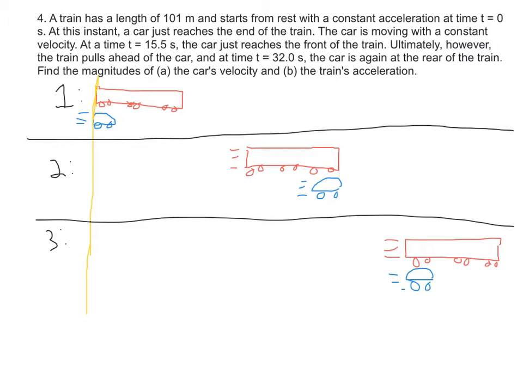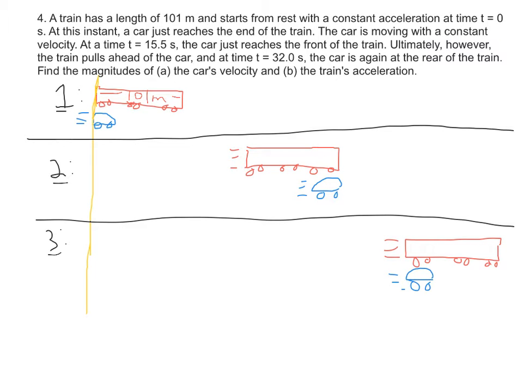and a train. We're told that the car has a length equal to 101 meters, so maybe I'll label that here. It's 101 meters long. And we're told that it starts from rest. So if you see here in this picture, I've drawn pictures at time 1, time 2, and time 3.